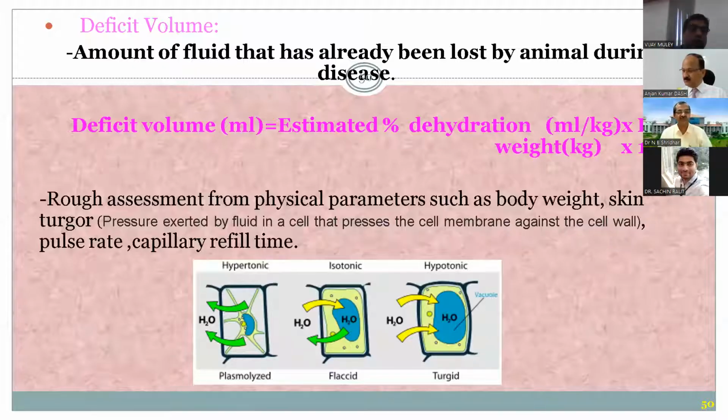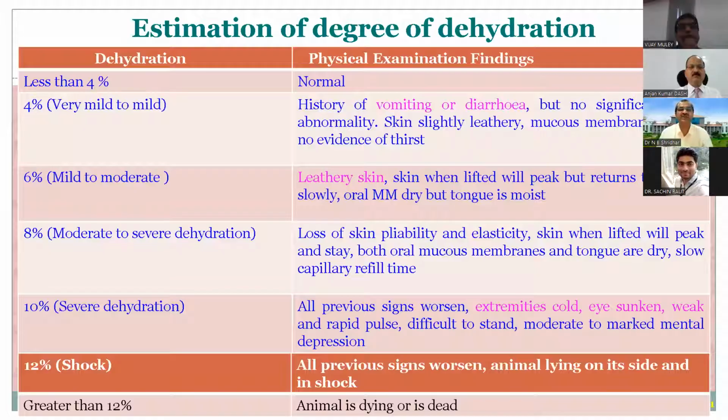It is roughly assessed from physical parameters such as body weight, skin turgor, where turgor means the pressure exerted by the fluid in a cell that presses the cell membrane against the cell wall, and also pulse rate, capillary refill time, etc. This is also, as I already told, hypertonic, isotonic, and hypotonic, maybe turgid. Then the estimation of dehydration is done by physical examination findings: with less than 4%, the animal will be totally normal.